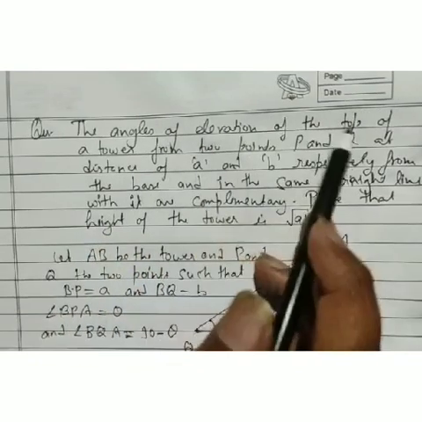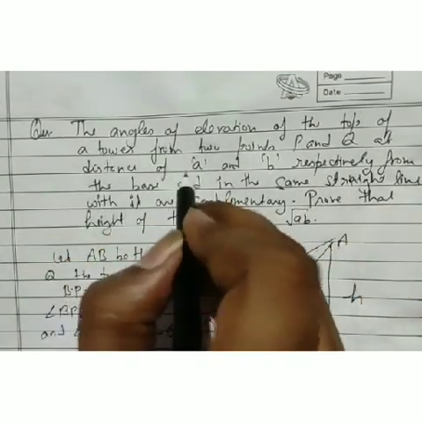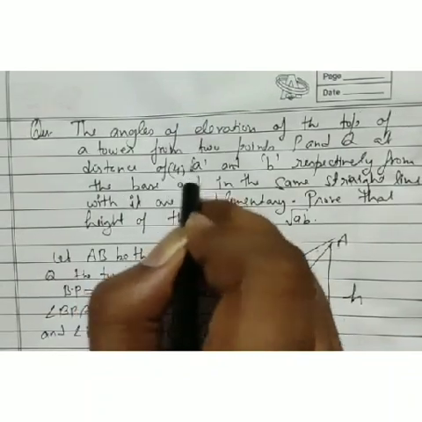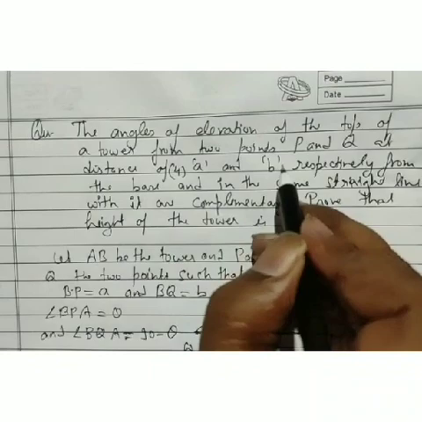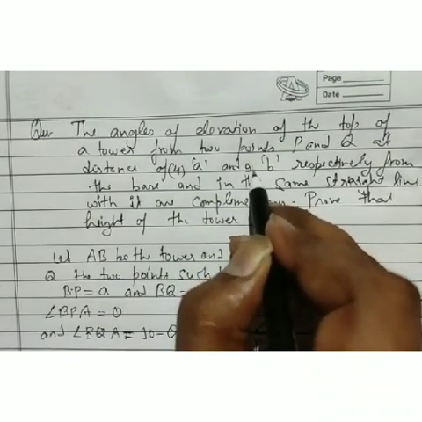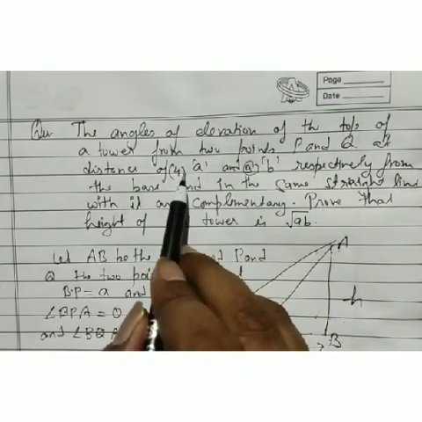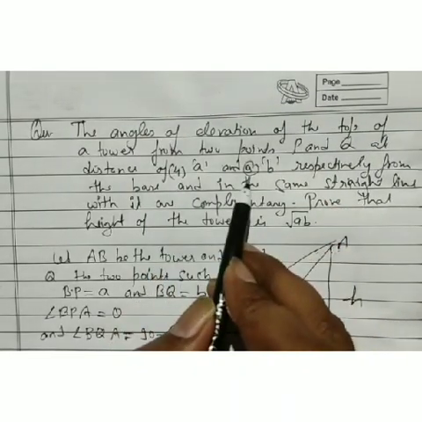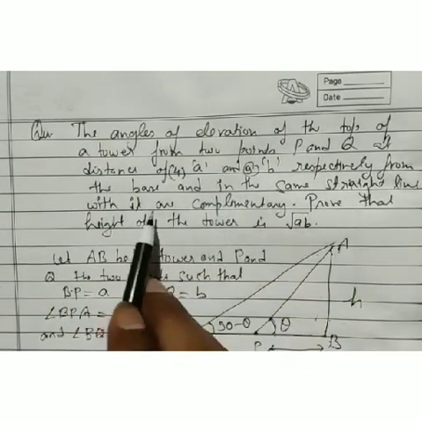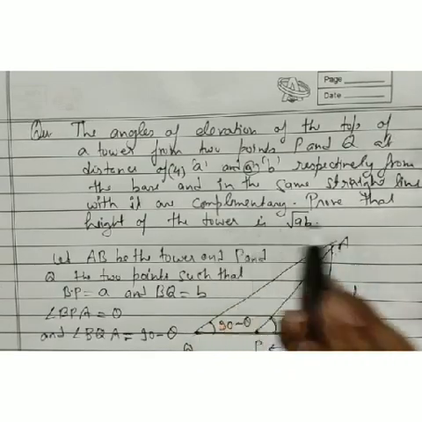The angle of elevation of the top of a tower from two points P and Q at distances of 4 meter at the place of A, and 9 meter at the place of B, respectively from the base and in the same straight line, are complementary. Then it is asking to find the height of the tower.